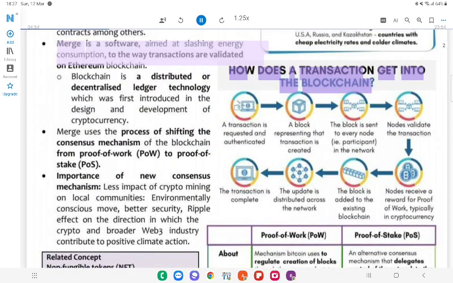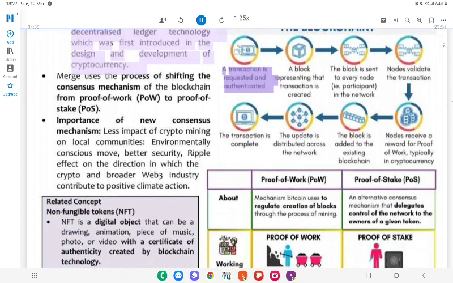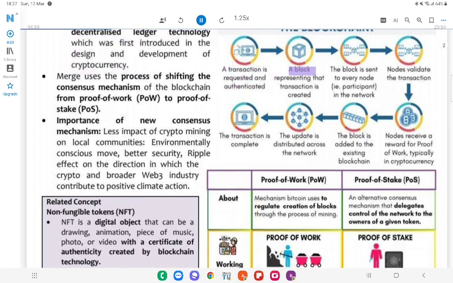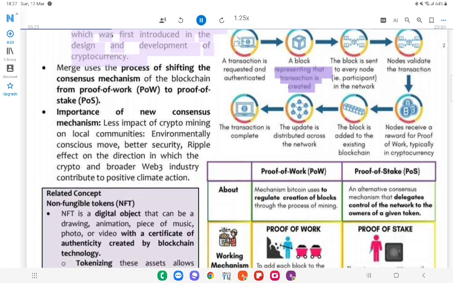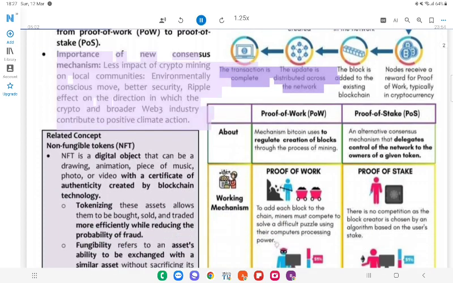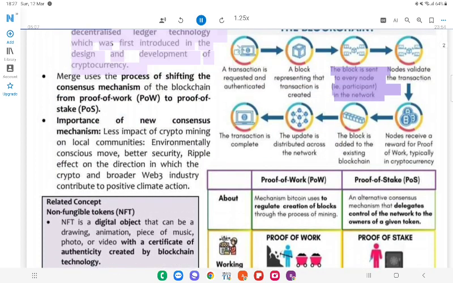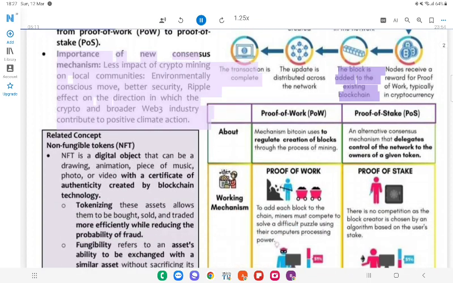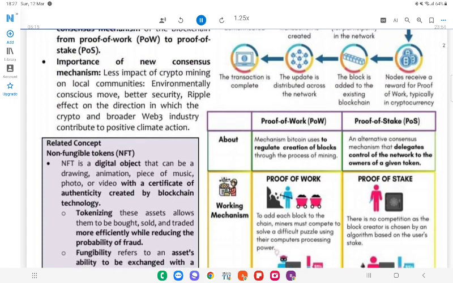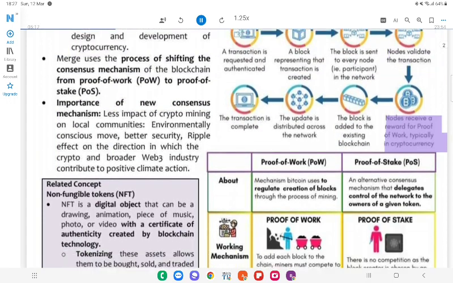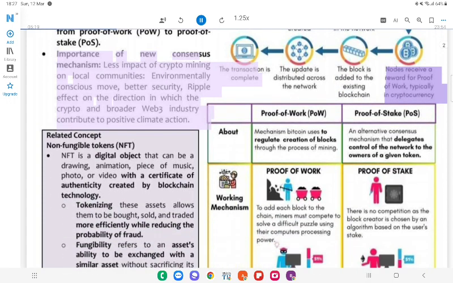How does a transaction get into the blockchain? A transaction is requested and authenticated. A block representing that transaction is created. The block is sent to every node, a key participant in the network. Nodes validate the transaction. The block is added to the existing blockchain. The transaction update is complete and distributed across the network. Nodes receive a reward for proof of work, typically in cryptocurrency.